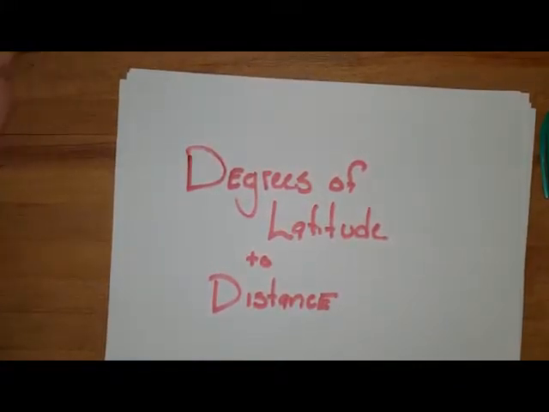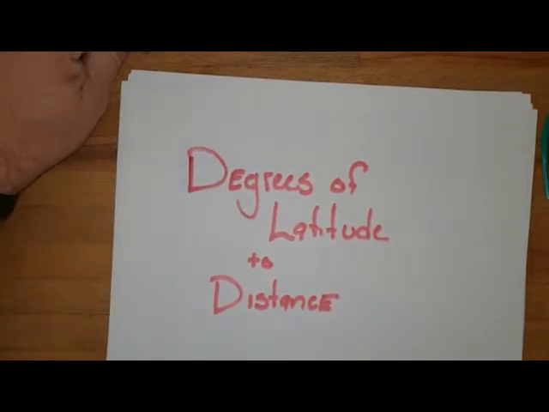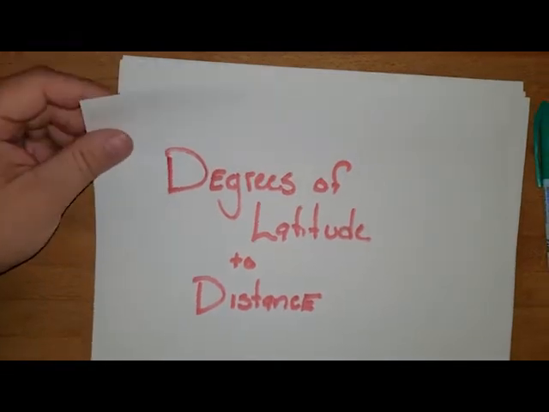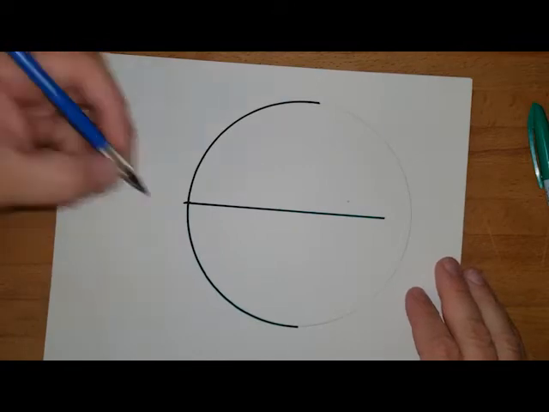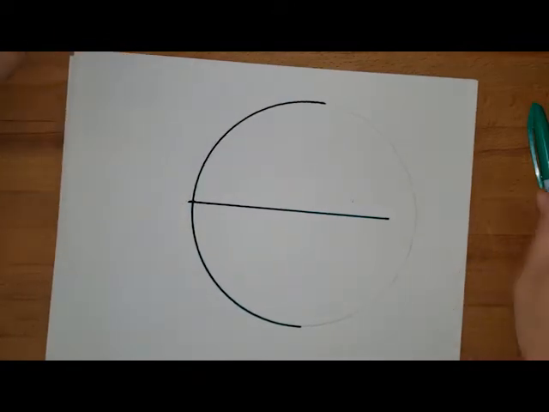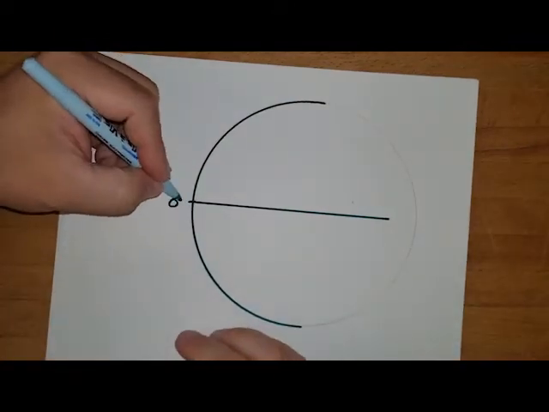Let's figure out how to take degrees of latitude and convert that to a real world distance. Here's what we're looking at. Let's say that this is a little drawing of our globe. We have our line going around here. This is going to be our equator, so that's going to be at 0 degrees.